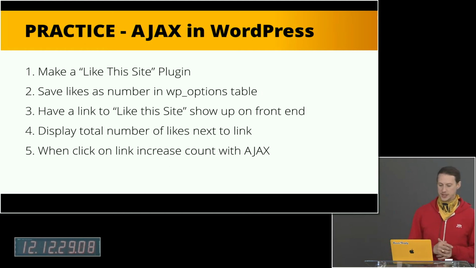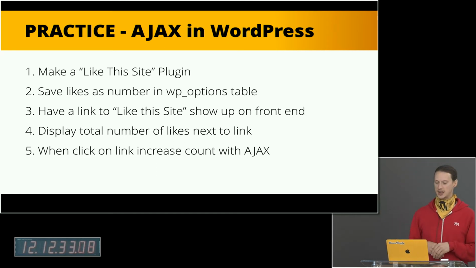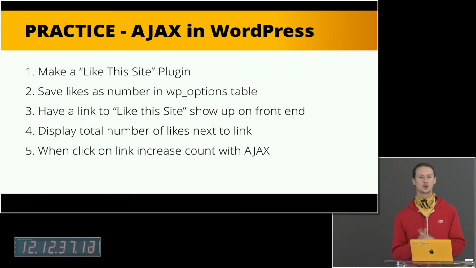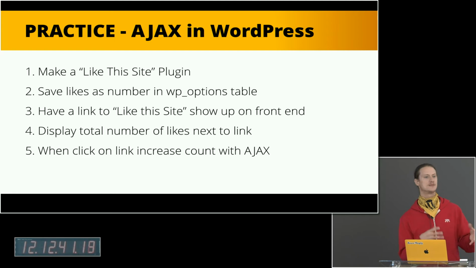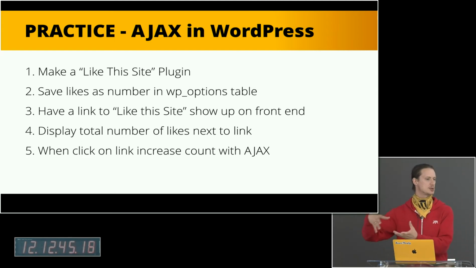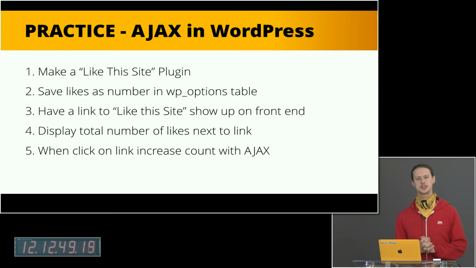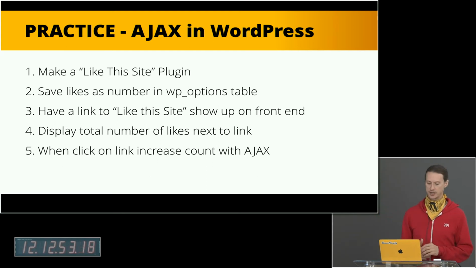Here's what we're doing. We're going to make a little like this site plugin, and it saves likes as a number in the WP options table. Outside the scope of this course, but WP options is kind of a free-for-all place to throw in small bits of data that you need, and WP post meta is another. If you need it to be associated with a post, you could do it that way. You don't want to get carried away with the options table, but for one entry with just the number of likes on the site, it's perfect.